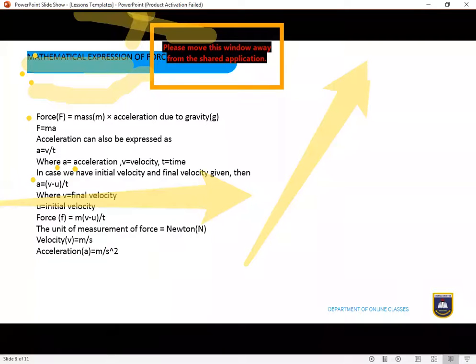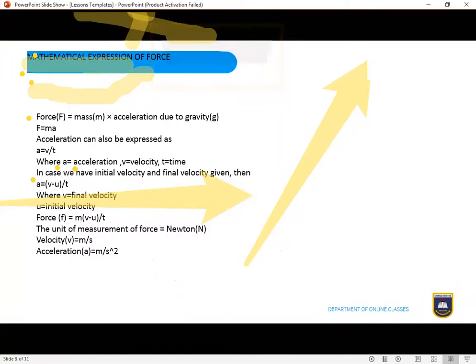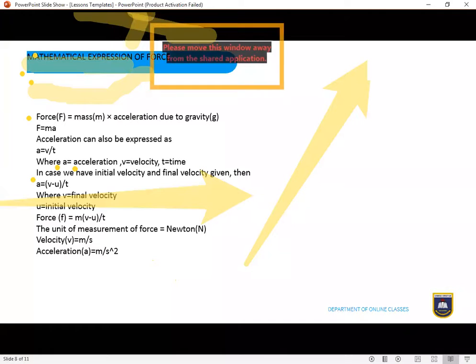Force equals mass, which is m, times acceleration due to gravity. Sometimes this is automatically weight because the acceleration due to gravity is there. But sometimes you see ma. So force is equal to ma. M over there is the mass, a is the acceleration.